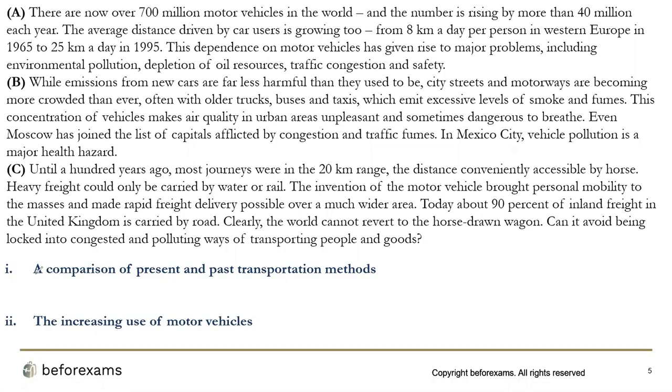In this, it is given a comparison of present and past transportation methods. So let's underline the keywords: comparison, present, past, transportation methods. Now, in the second, the increasing use of motor vehicles: increasing and motor vehicles, right? So let's look for these keywords or their synonyms. Let's look for the first one here. Okay, so there are over 700 million motor vehicles in the world, and the number is rising by more than 40 million every year. The average distance driven by car is growing.